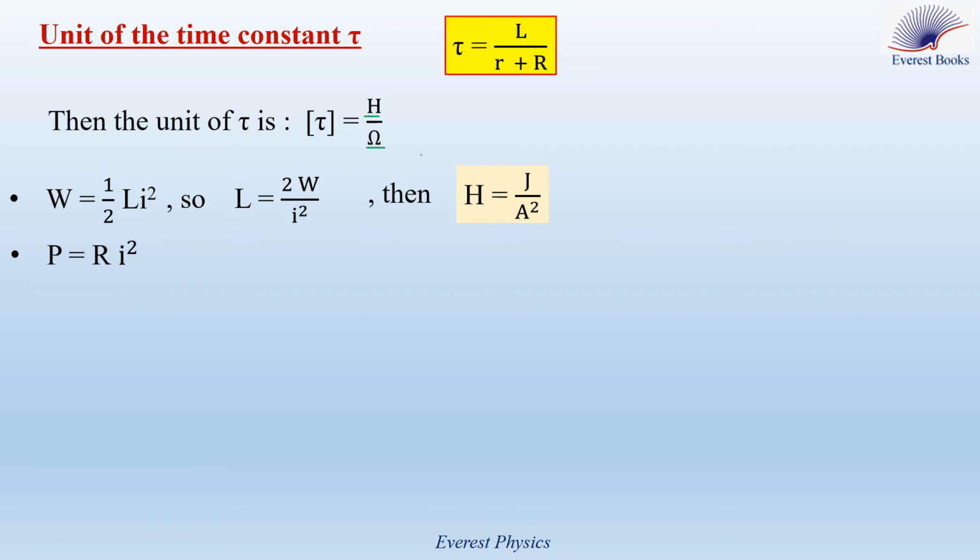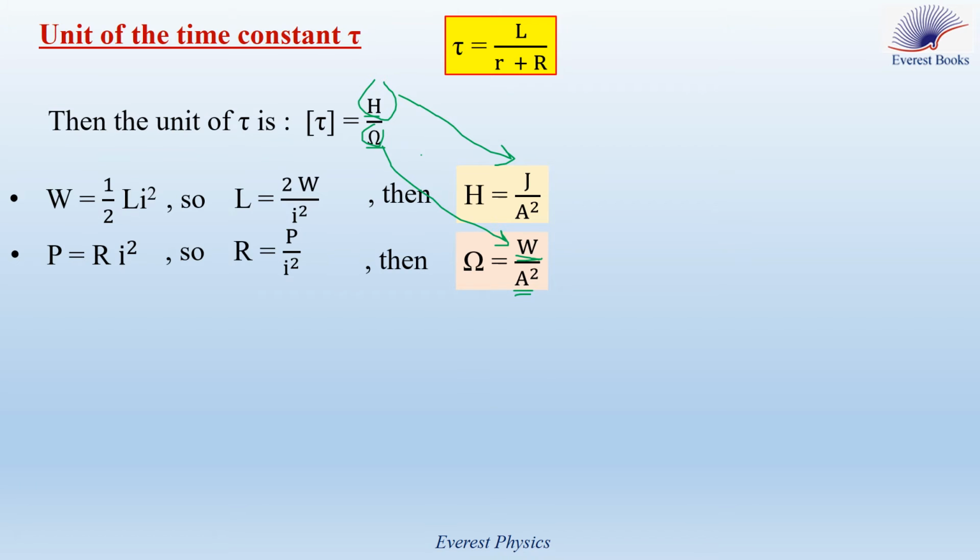Again, P is equal to Ri squared. So this is a formula for the power. Rearrange. R is equal to P over i squared. So the unit of the resistance, which is ohm, is equal to the unit of the power, which is watt, over the square of the unit of the current, which is amperes squared. Now, replace the henry by joule over amperes squared and ohm by watt over amperes squared.